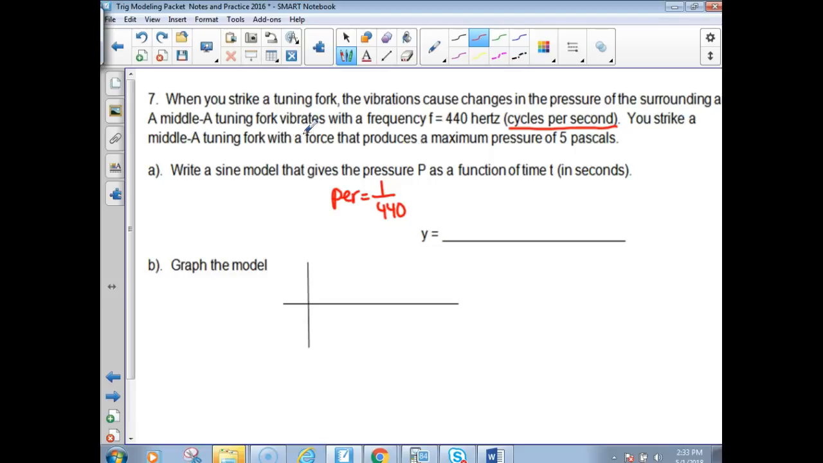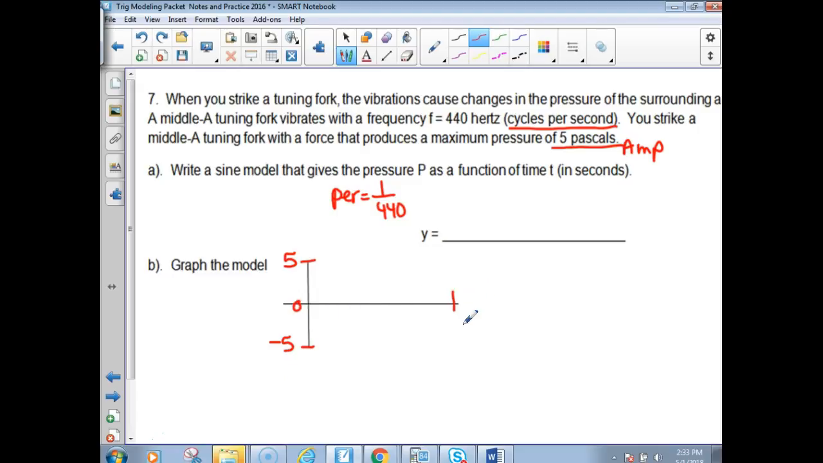You strike a middle tuning fork with a force that produces a maximum pressure of 5 pascals. The 5 pascals, that's going to be your amplitude, maximum pressure. Okay, so that's your amp. So that's going to be our y-axis, 5. And then when everything comes back, what do you think happens with a swing vibration? It's going to go to 0 in the middle and then down to a min of -5. All right, so that is your amplitude.